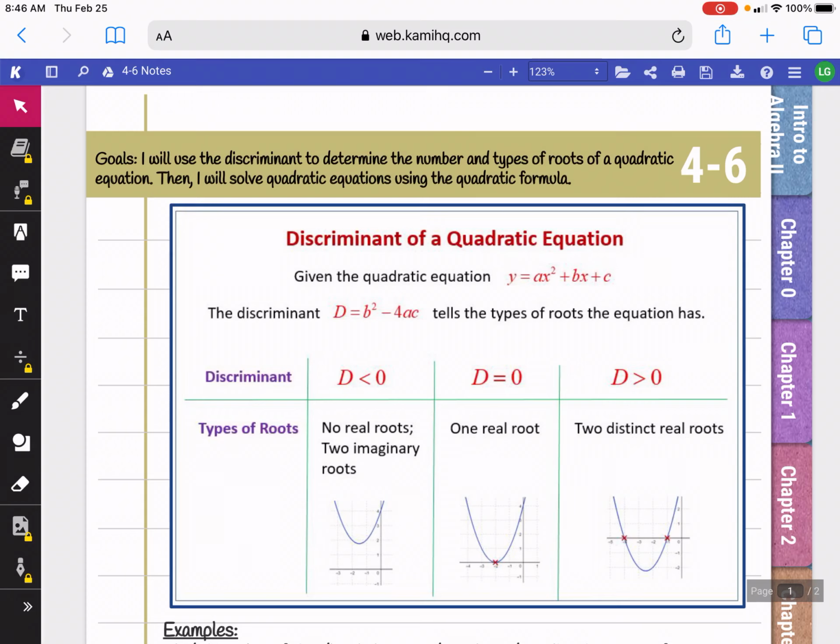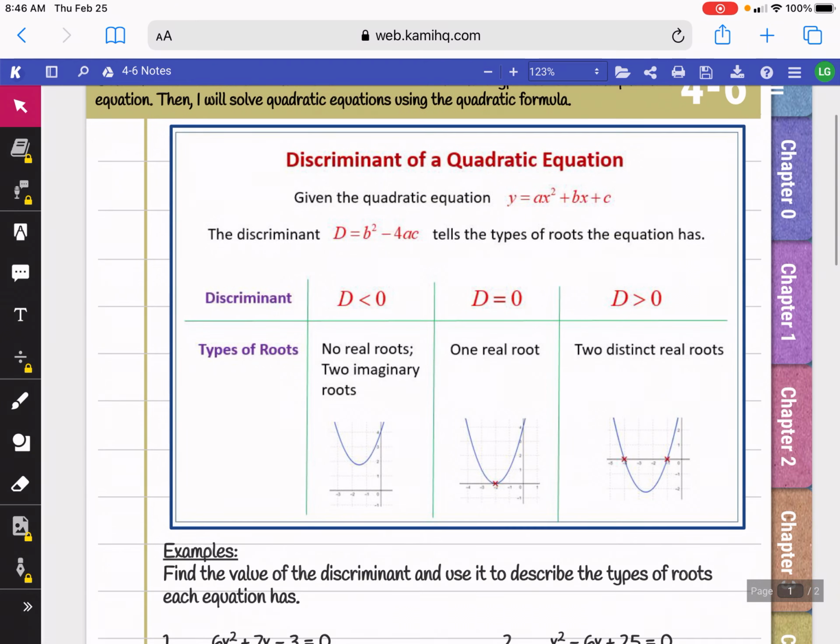In topic 4.6, we are going to learn how to find the discriminant of a quadratic function or equation, and by using the discriminant, you can determine the types of roots and the number of roots that the equation will have. Remember, roots is another word for solutions or x-intercepts or zeros.